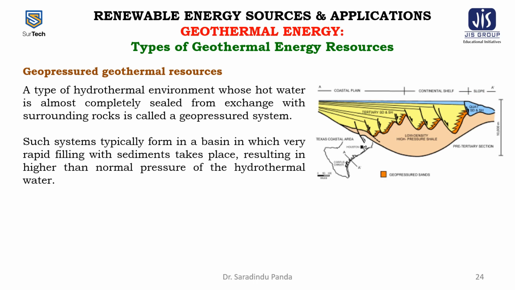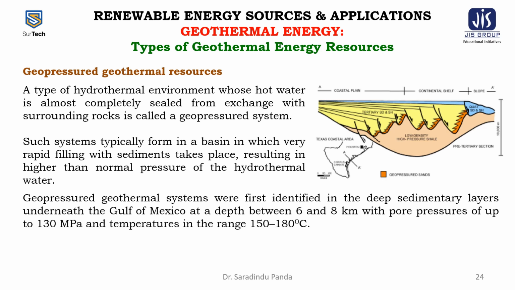Such systems typically form in a basin in which very rapid filling with sediments takes place, resulting in higher than normal pressure of the hydrothermal water. Geopressure geothermal systems were first identified in the deep sedimentary layers underneath the Gulf of Mexico at a depth between 6 and 8 km, with pore pressures of up to 130 megapascal, and the temperature in the range of 150 to 180 degrees centigrade.